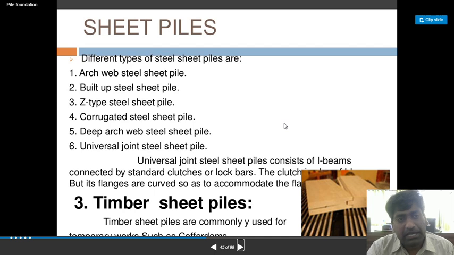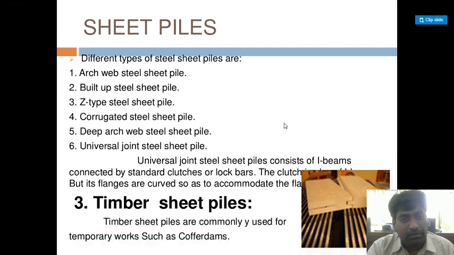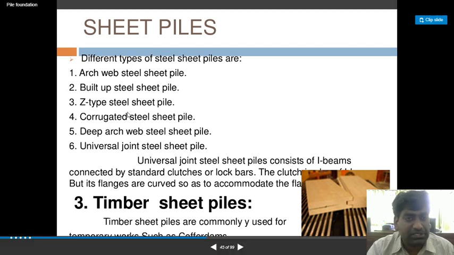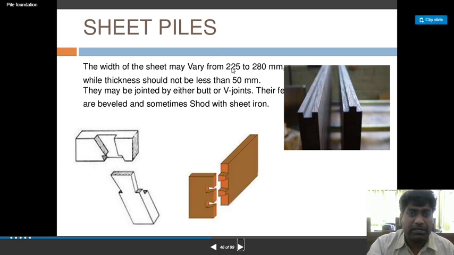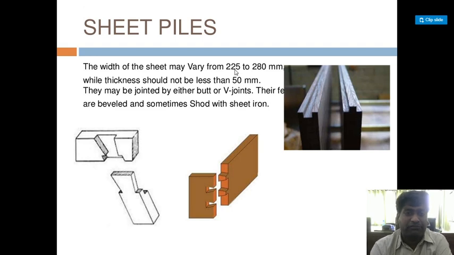Different types of steel sheet piles are arc web sheet piles, built up steel sheet piles, Z-type steel sheet piles, corrugated steel sheet piles, deep arc web steel sheet piles, and universal joint steel sheet piles. Universal joint steel sheet piles consist of eyes connected by standard clutches and lock bars. Timber sheet piles. The width of the sheet may vary from 225 to 280 mm, while thickness should not be less than 50 mm. They may be jointed by either butt or V joints.